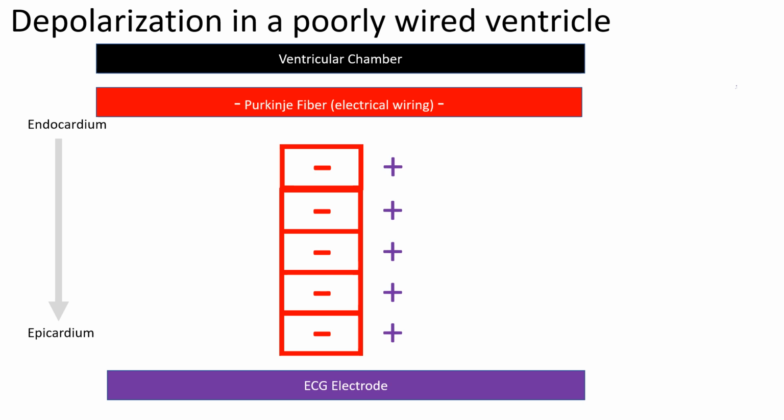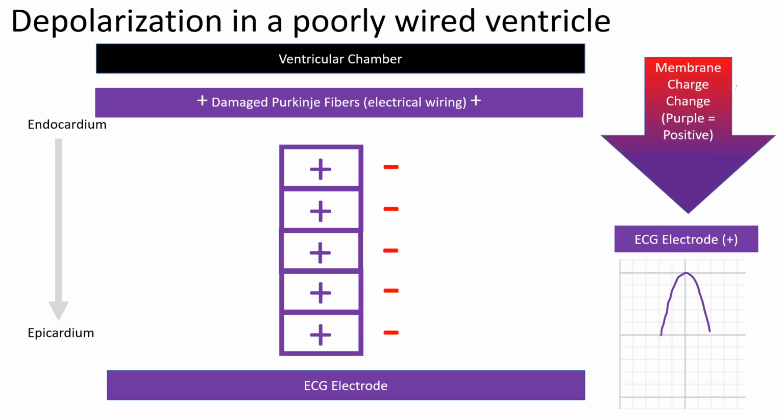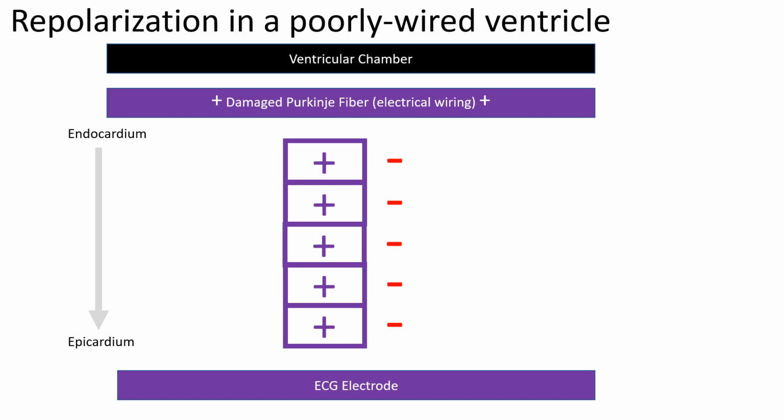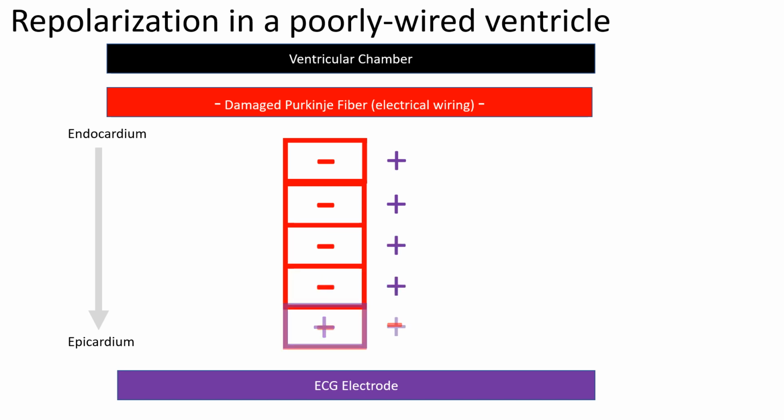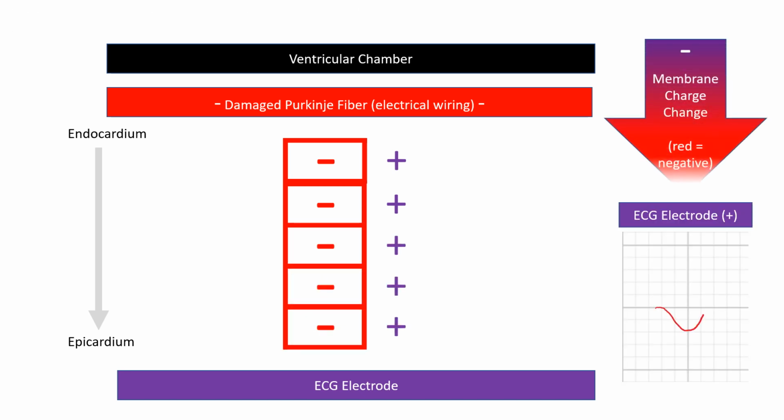In a poorly wired heart without a working His-Purkinje system, charge change spreads slowly from cell to cell. The ECG waveform will still be in the same direction, but it will be wider than the previous one, as this process takes more time. In this same poorly wired heartbeat, the endocardial cells are the first to finish depolarizing rather than the epicardial cells. This causes repolarization to proceed from endocardium to epicardium, which causes an inverted T wave.